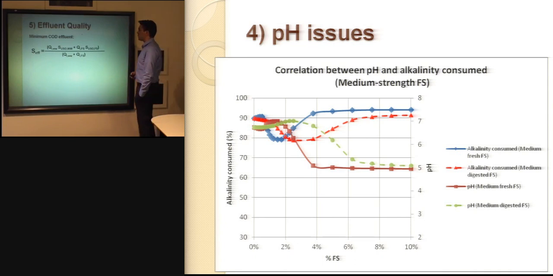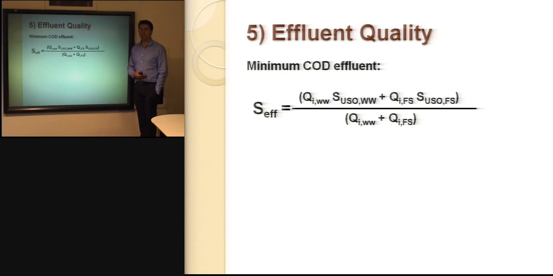What happens with the quality of the effluent? As we discussed before, the soluble unbiodegradable organics will have the strongest impact on the effluent quality, particularly because they cannot be removed by physical means and they cannot be removed by biological means. What implies that they will define the minimum COD effluent that we can have in the plant. Below that value will be very difficult to go because of the nature of these fractions.